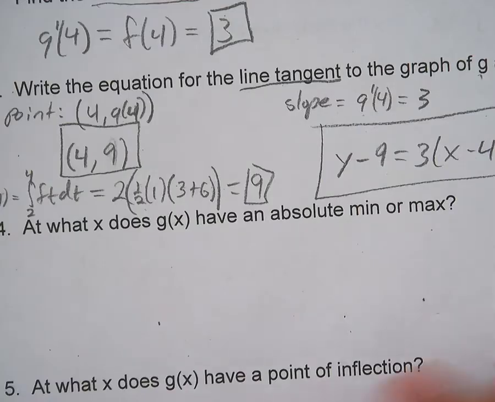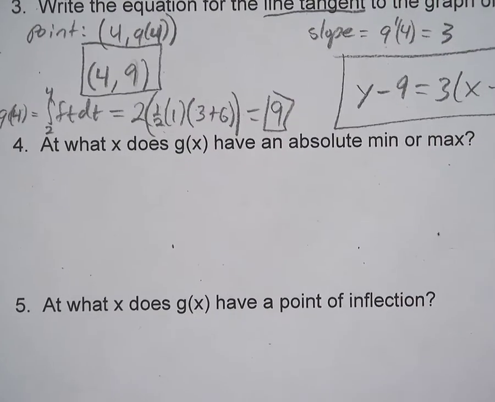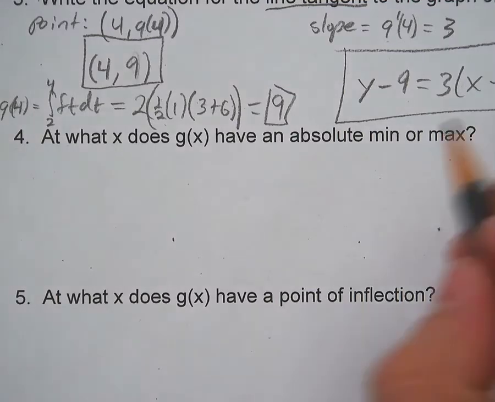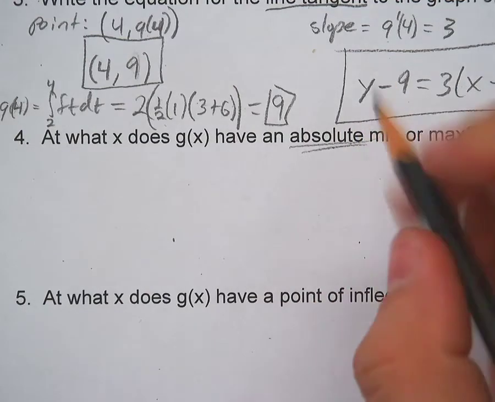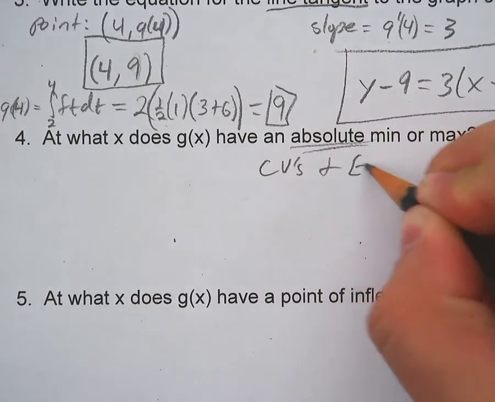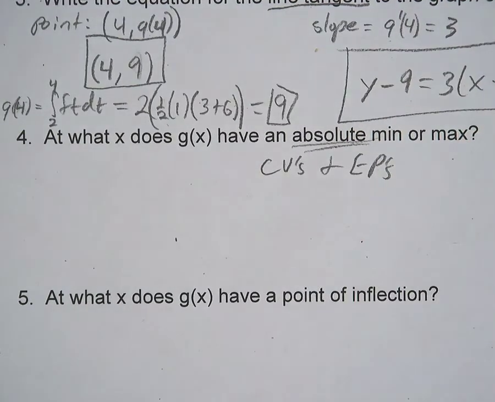Lead's getting dull. Number 4, at what x does g of x have an absolute min or max? Now this one actually requires a little bit of thought. G of x has an absolute max or min, so I have to check 2 things. When I see that word absolute, I know I need to check critical values and endpoints, CVs and EPs, critical values and endpoints.